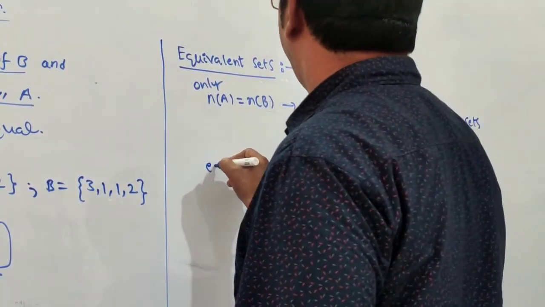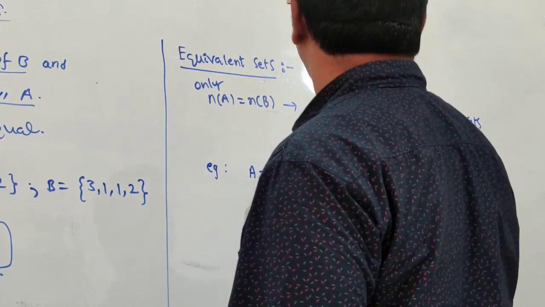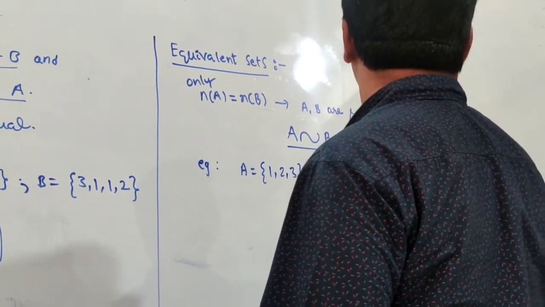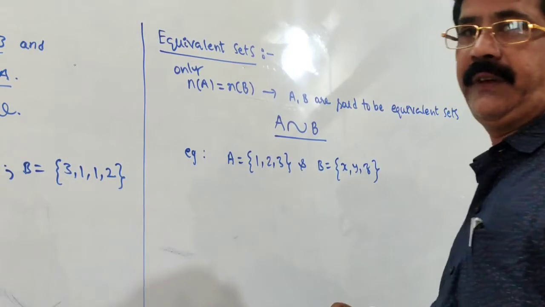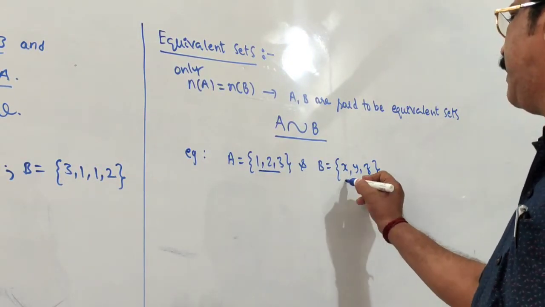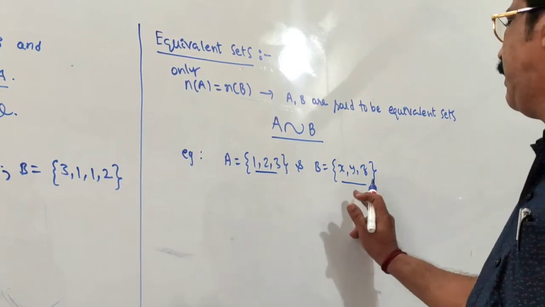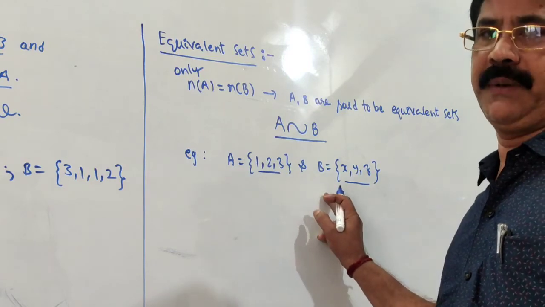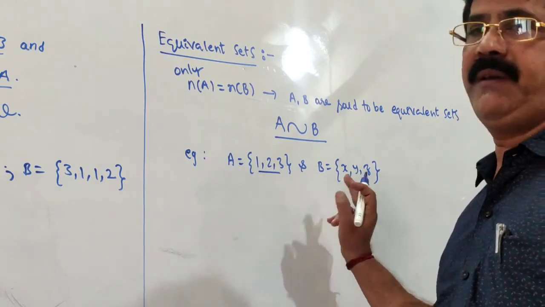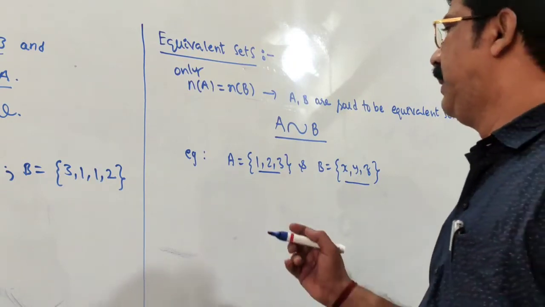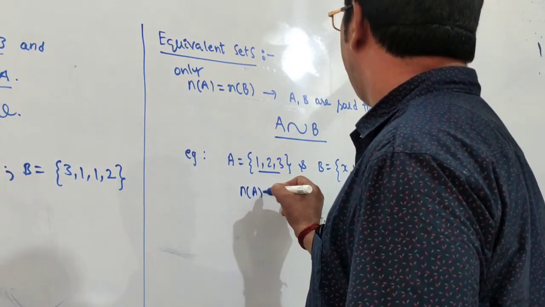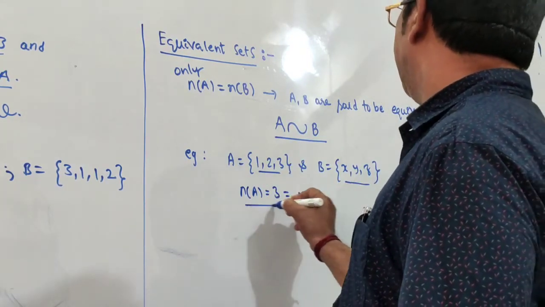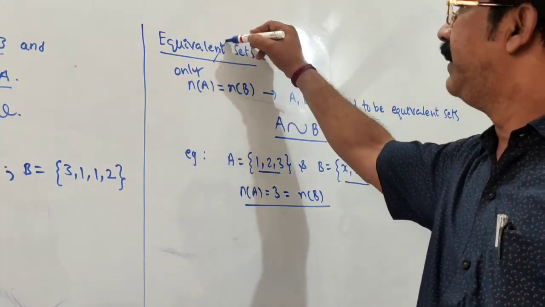So example, capital A is equal to the set of 1, 2, 3, and capital B is equal to the set of X, Y, Z. Here numbers are there, there alphabets are there, so it is different. One belongs to capital A, but one does not belong to capital B. So A and B have different kinds of elements. But n of A, the cardinal number of elements in capital A, is 3, and that is also n of B. Therefore, these are called equivalent sets.